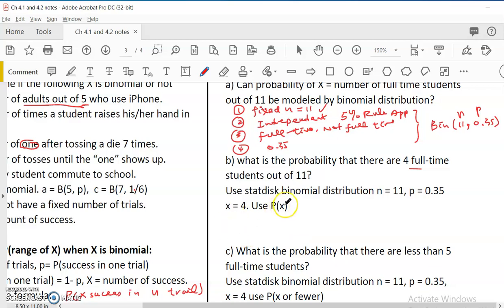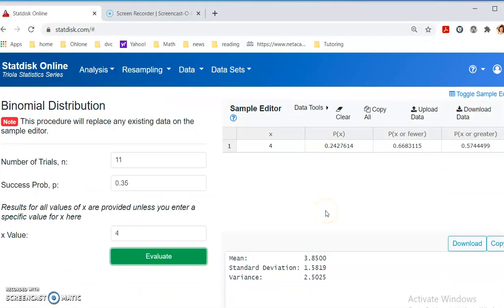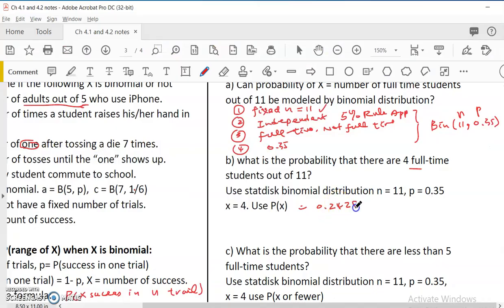Use x equal to 4, use P of x, so that would equal 0.2428, right? X equal to 4. But use this. You don't look at the fewer or greater.